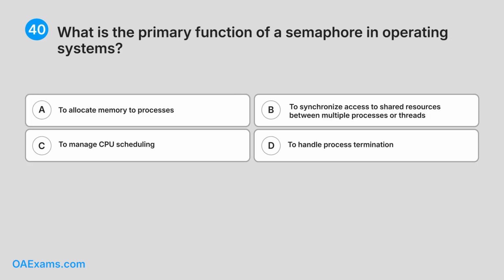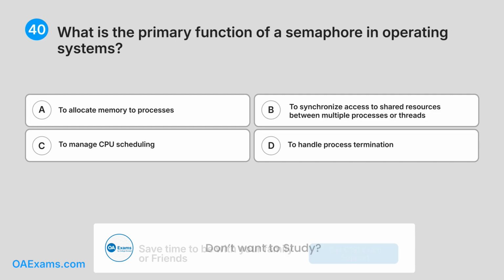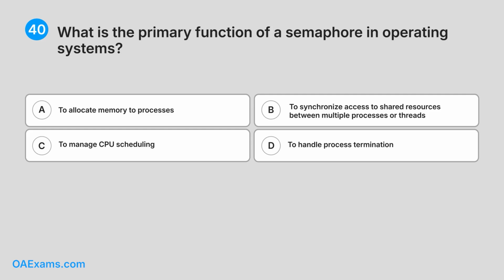40. What is the primary function of a semaphore in operating systems? A. To allocate memory to processes. B. To synchronize access to shared resources between multiple processes or threads. C. To manage CPU scheduling. D. To handle process termination. Can you guess the answer?